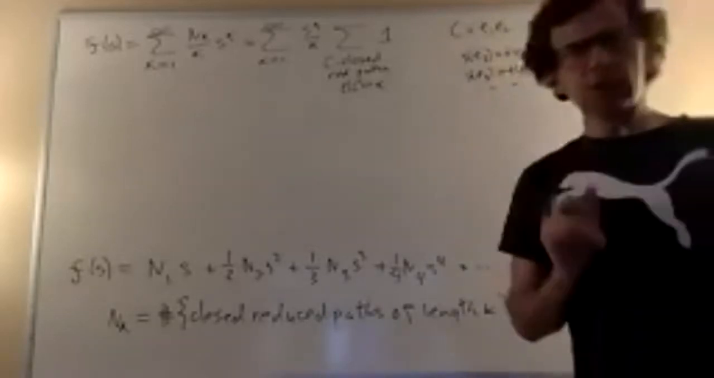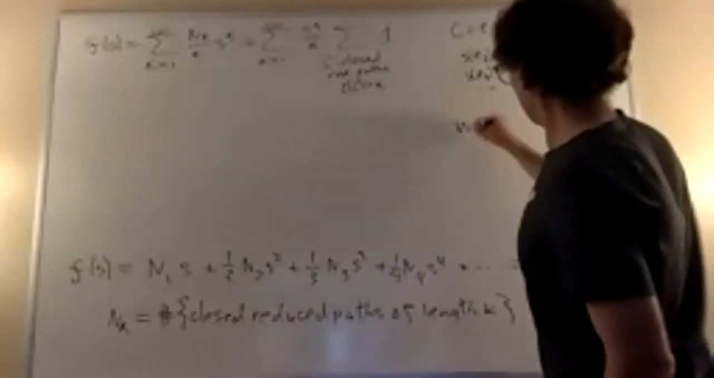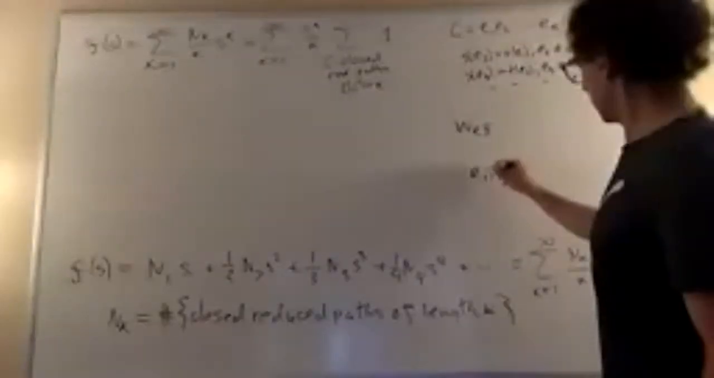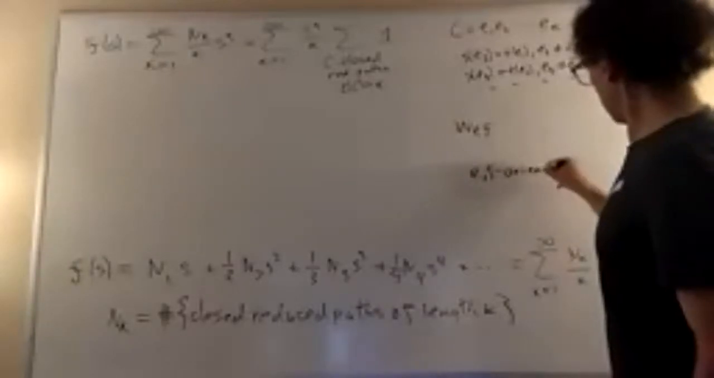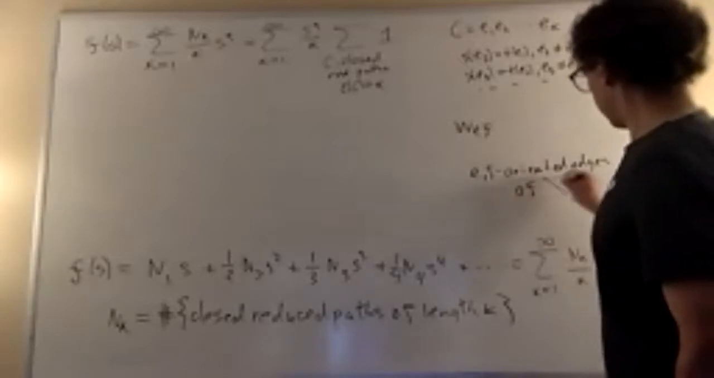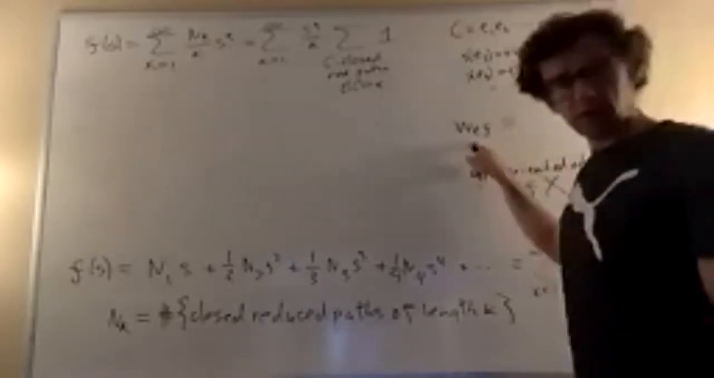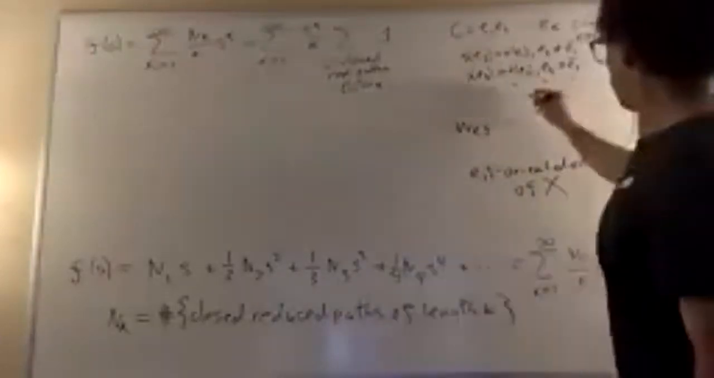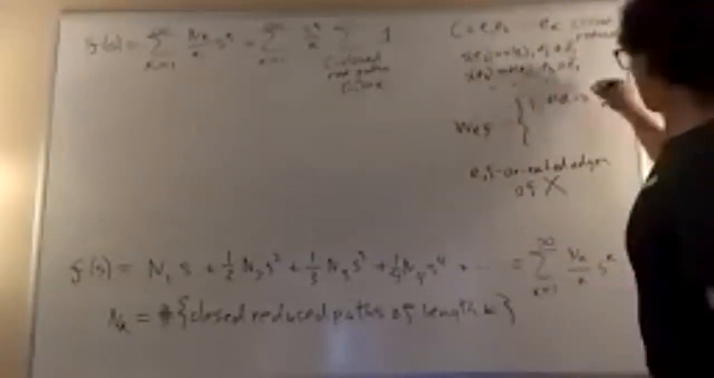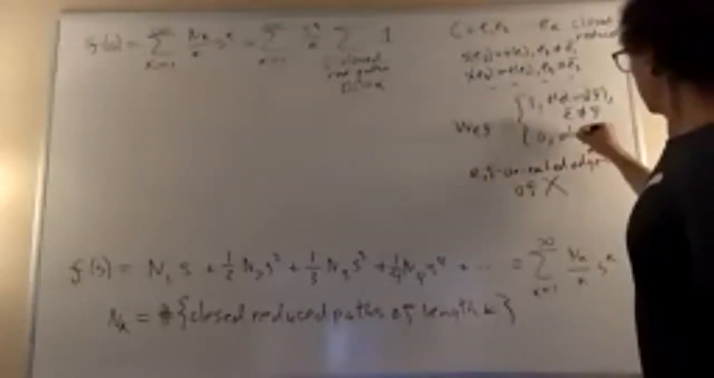Okay? So here's how I'm going to impose these conditions. I'm going to introduce a function W(E,F), which depends on two oriented edges of my graph X. This function is going to measure whether or not this pair of oriented edges can occur in a closed reduced path. So it's going to be equal to 1 if the target of E is the source of F, and also E bar is not equal to F, and it's equal to 0 otherwise.